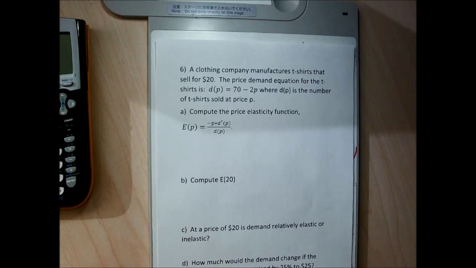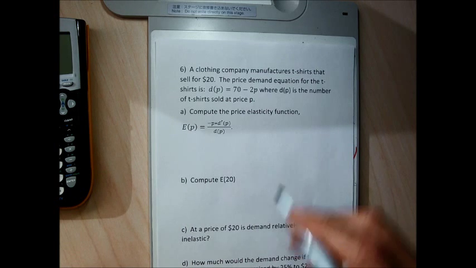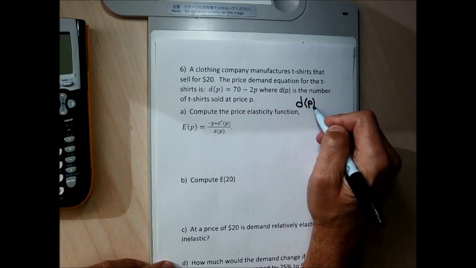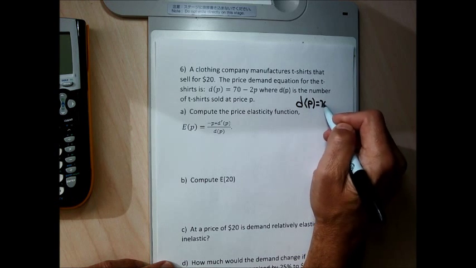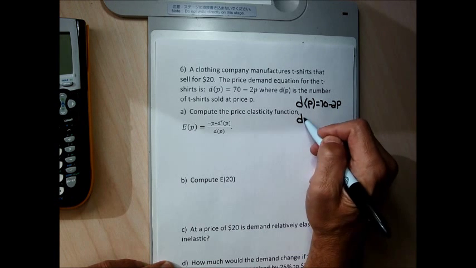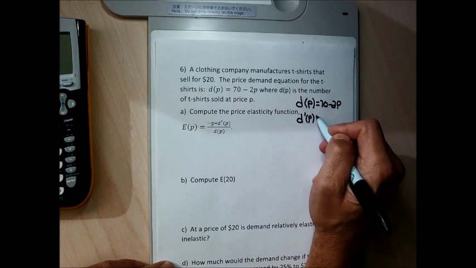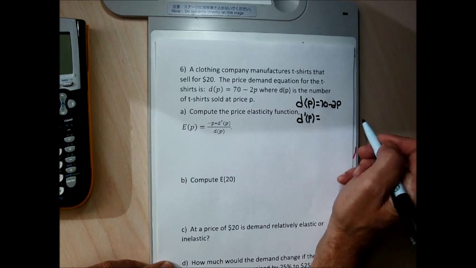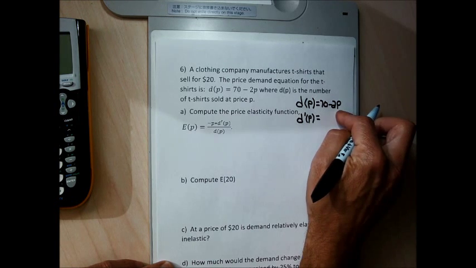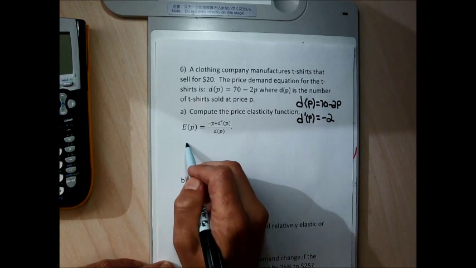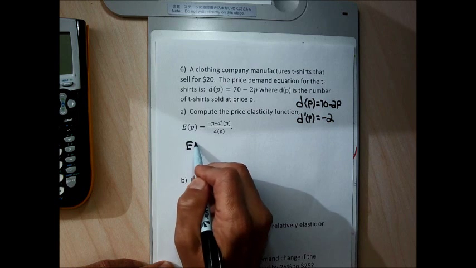Part A says compute the price elasticity function. In order to do a price elasticity function, I need to know the derivative of the price demand function. So before I jump into doing part A, I'm going to find the derivative of the price demand function. And that's a real easy derivative to take. The derivative of 70, because it doesn't have a letter, is 0. The derivative of minus 2p, because it's a first power term, is its coefficient of minus 2. So now I can find the price elasticity function real easy.